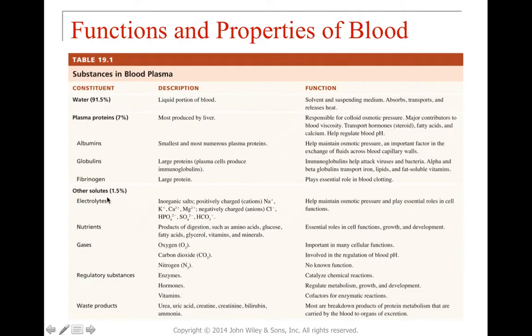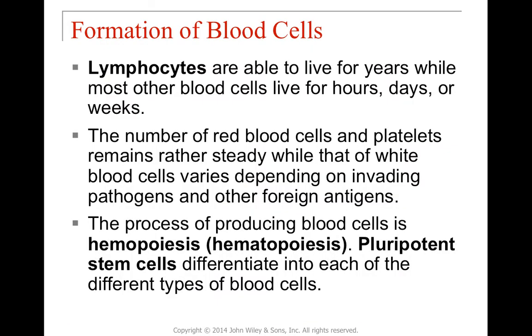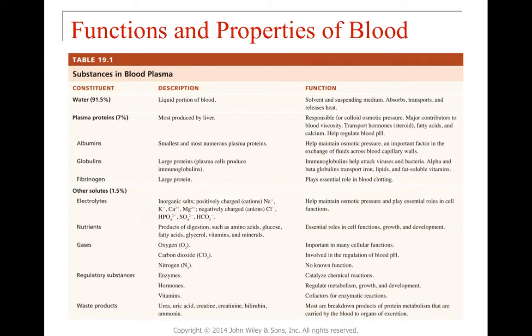Other things you might find, I apologize, are different electrolytes, nutrients, and gases. Some electrolytes include inorganic salts, so things that are positively charged or negatively charged. If they're positively charged, they're called cations. If they're negatively charged, they're called anions. Cations include things like sodium, calcium, magnesium, potassium. Negatively charged things include chloride, sulfuric acid, etc., bicarbonates. And these are all going to be responsible for maintaining osmotic pressure as well as maintaining blood pH in some cases, like in this bicarbonate system, for example.